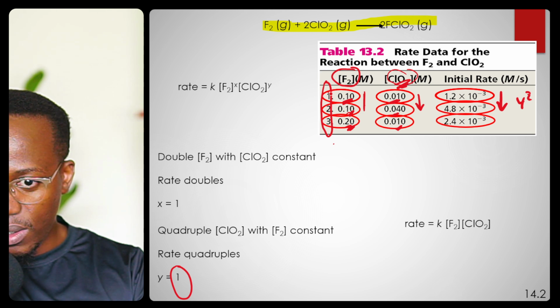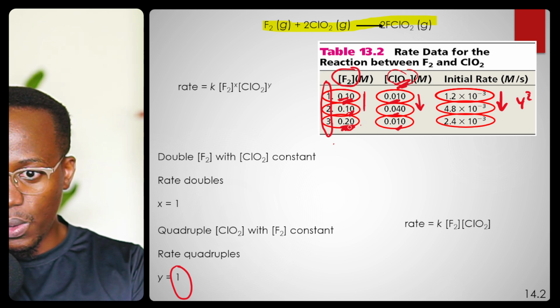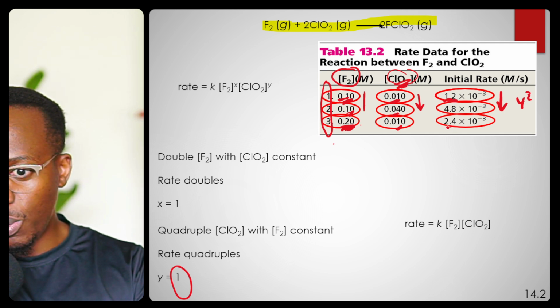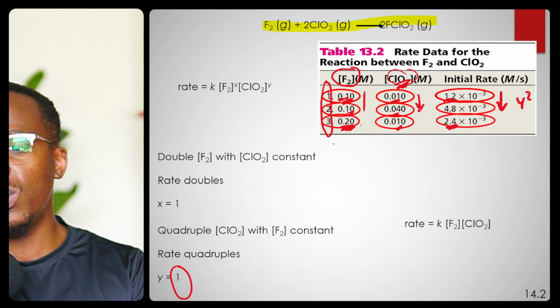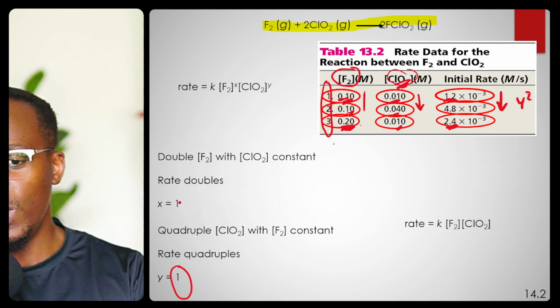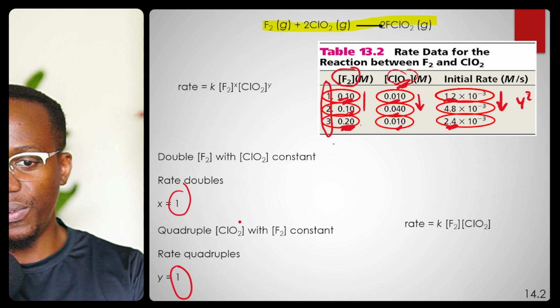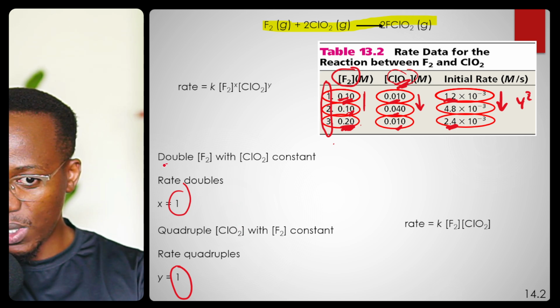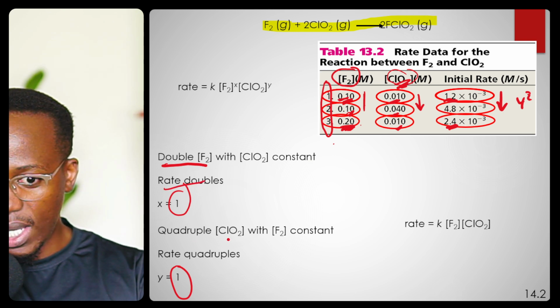But here, let's compare 1 to 2, and 1 to 3. We multiply 0.1 to 0.2, so we multiply F2 by 2. Then let's see what happened to the rate. The rate was 1.2 and then became 2.4. So we multiplied by 2, and this also multiplied by 2. So the reaction order with regard to F is also 1. Again, 1 is because when you double one, the other one doubles, and when you quadruple one, the other one quadruples.